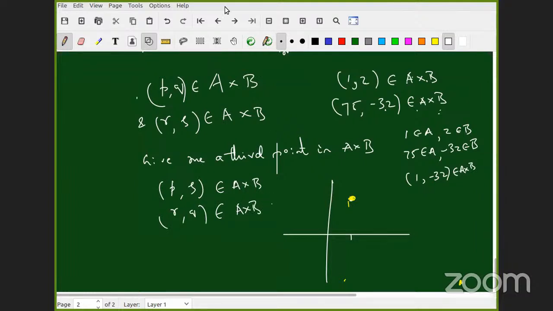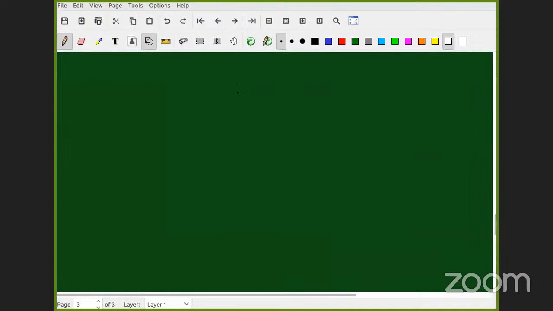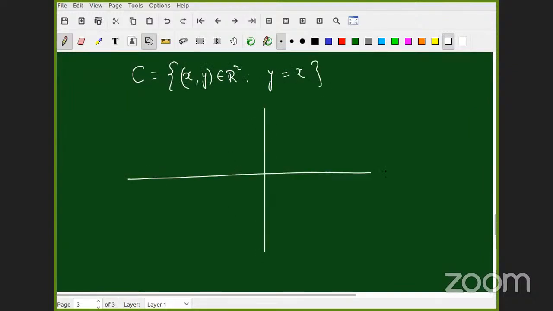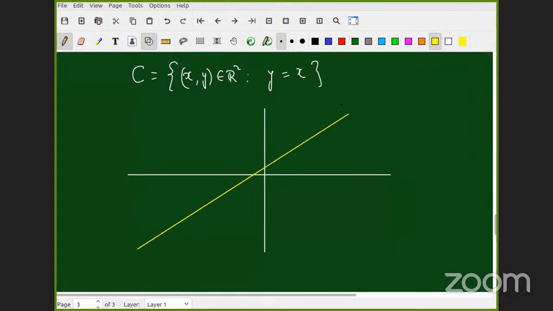Now what we'll do is let's take this set C. What is my C? C is the set of all points (x, y) in R2 such that y equals x. So it's this line. My set is the line y equals x. It doesn't look like that, right? But anyway, let's draw that line passing through the origin. Y equals x. This is the set C, right?